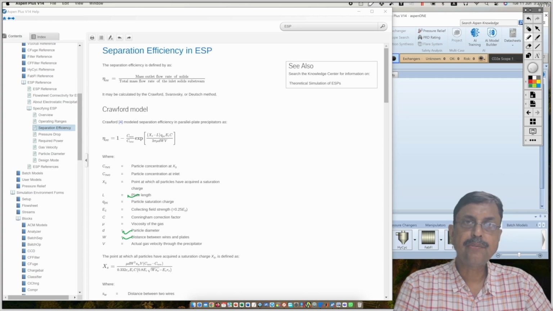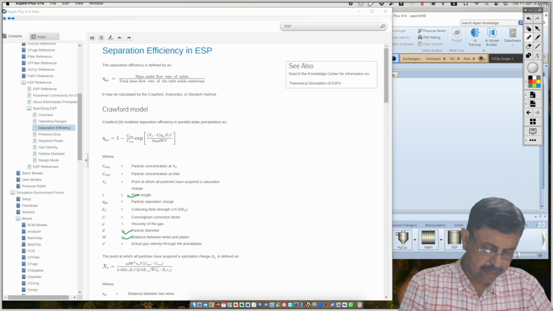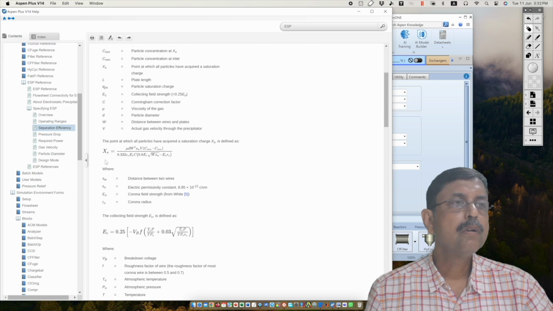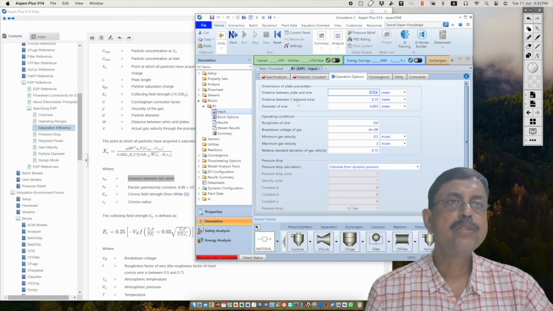But some of the things will be calculated by the model, such as the CNVS. This will be calculated by Aspen Plus. XS will be calculated. QPS will be calculated. EC will be calculated. Now, when you calculate XS, you need the distance between two wires, which will be provided by the user, and other specifications like W, V, mu, D, which you already know how to specify.